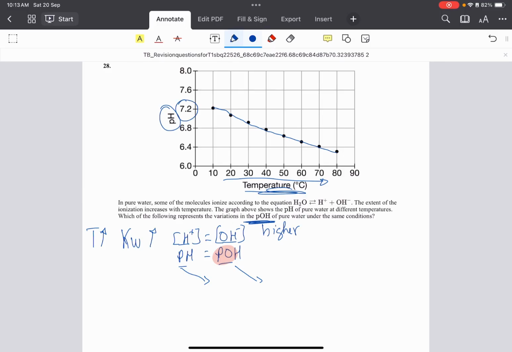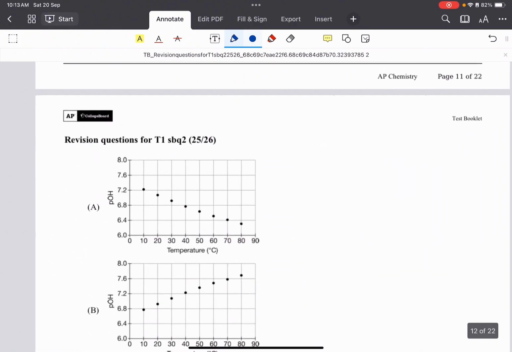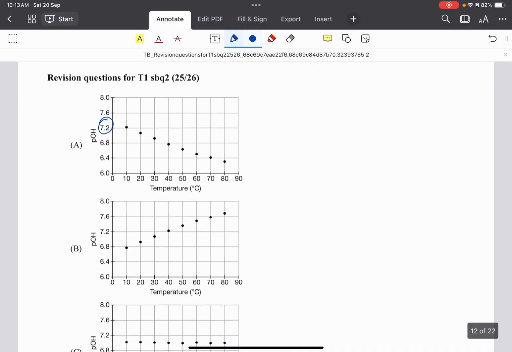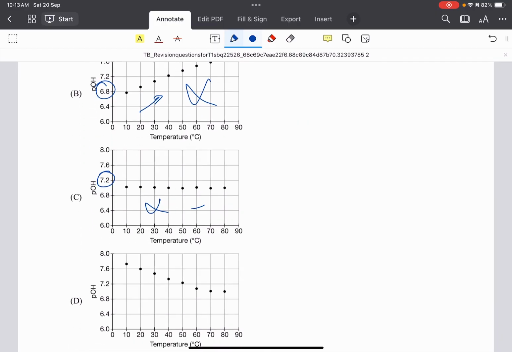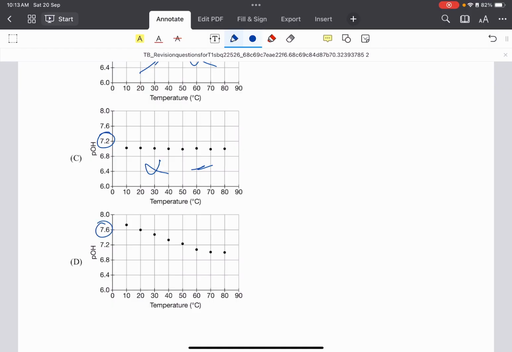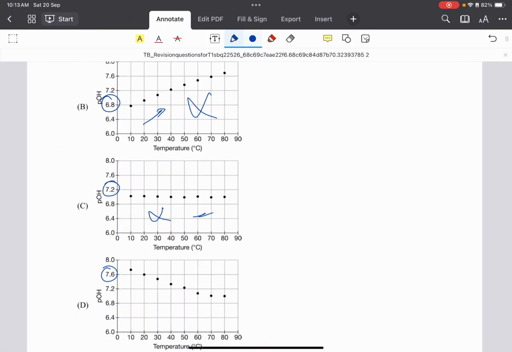So I'm going to start from the graph that starts from 7.2 and goes down just like the pH. So pOH 7.2. This is showing a different start. This is showing a different start. And even here it's increasing. Here it shows that it remains the same. So it's very simple. It is A. Moving on with the questions.